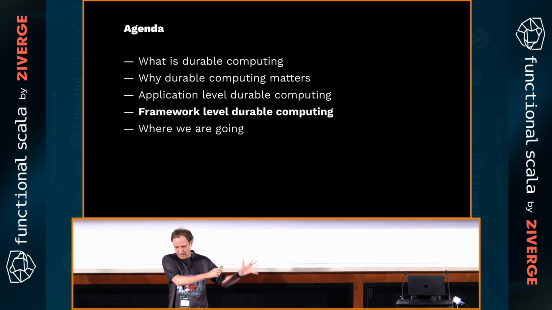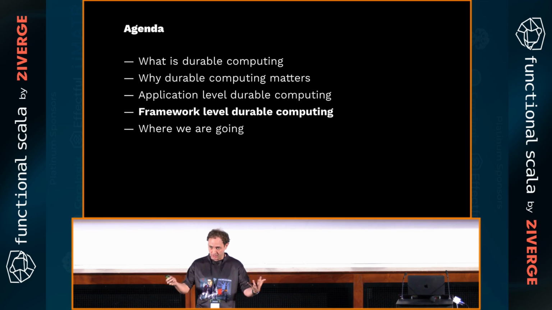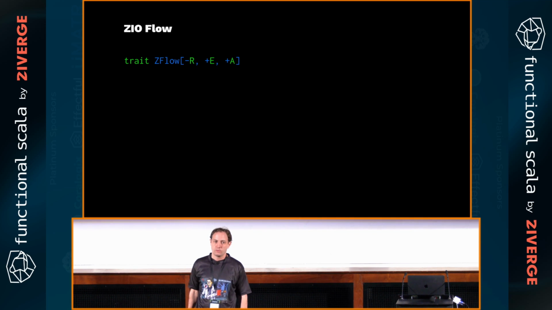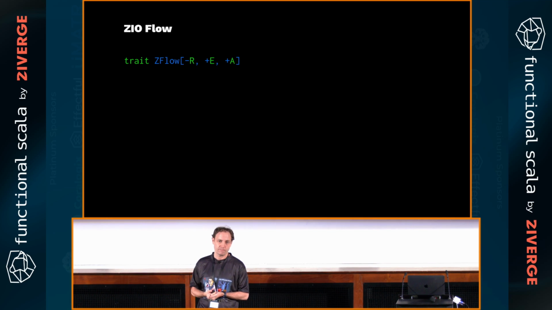So OK, that's the application level solution. We say, all right, we don't want the application level solution. We want something that's more like a framework that's going to help us with this, right? That's what we liked about ZIO. So let's see what that looks like. Well, we tried that. We had this thing called ZIO Flow. And I don't know if anyone remembers this from previous Functional Scala conferences. We actually had a bunch of talks about this.